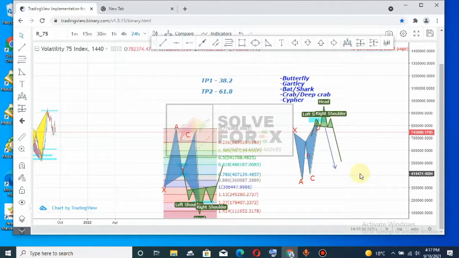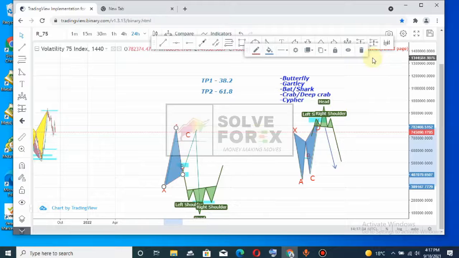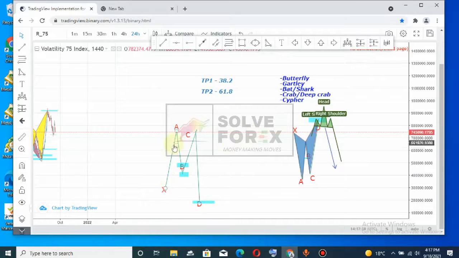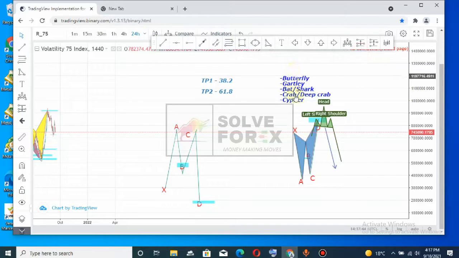Easy guys. That's your butterfly pattern explained. I'm gonna go down now to your Gartley pattern. Same thing, you do the same thing on all these patterns, guys. Nothing changes. When you see some kind of an M forming, always take your Fibonacci retracement to check which harmonic pattern did form there.